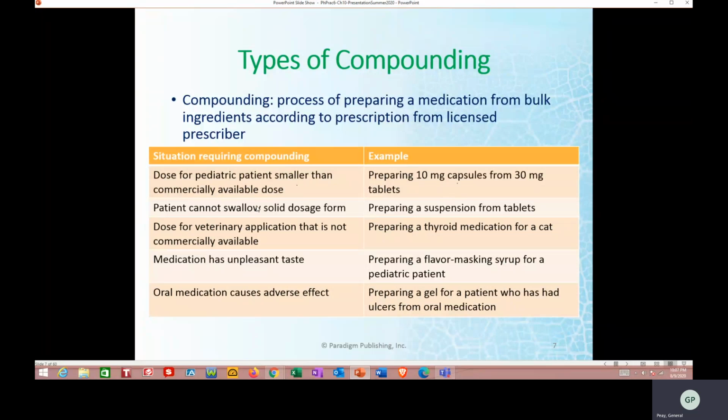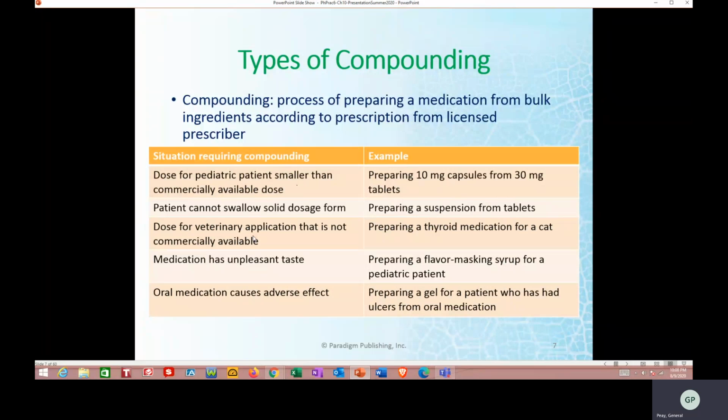This is a very common one, the second one. Patient cannot swallow solid dosage forms. And this could be a lot of different reasons. The patient could have a gag reflex, or it could be a person with a G tube where they can't swallow solids. Could be a very elderly person, could be, again, a pediatric person. And in this case, you will prepare a suspension from tablets or capsules. For example, if the medication was only available in tablets and the patient cannot swallow tablets, you can compound that tablet formulation into liquid.